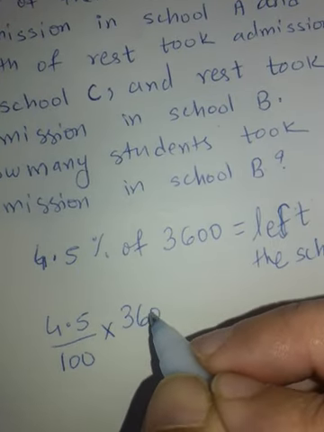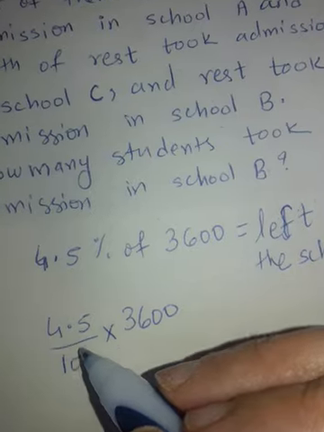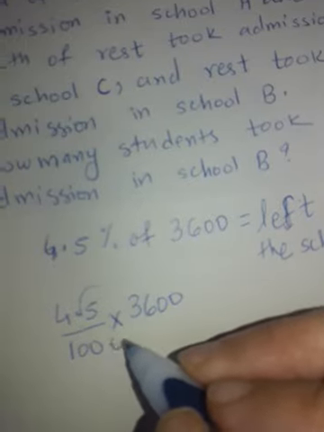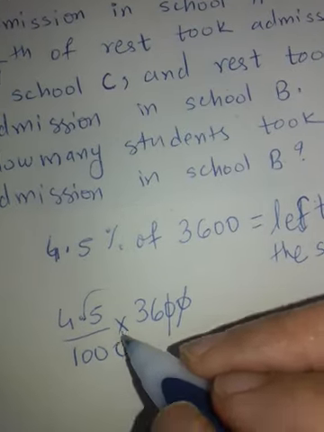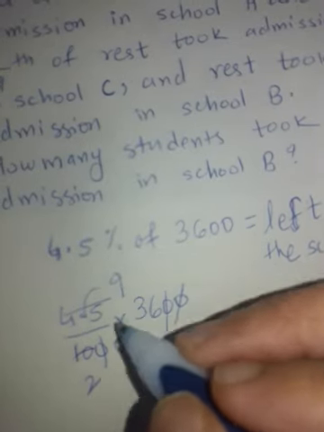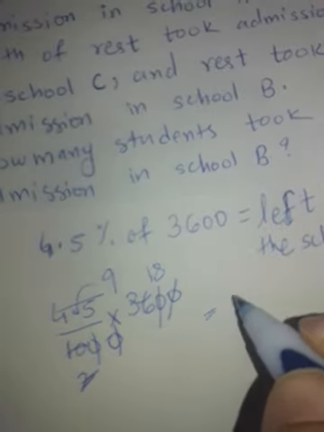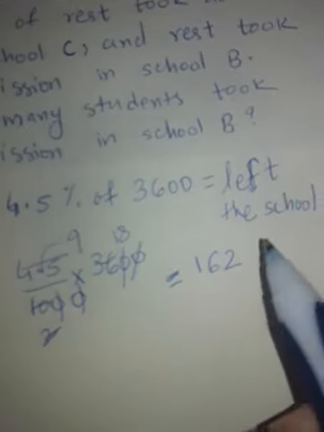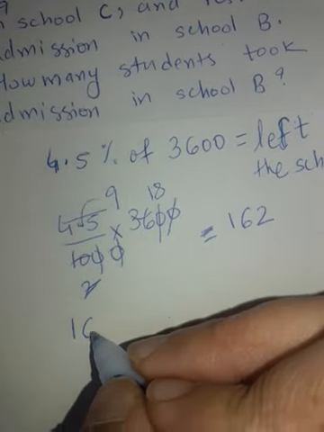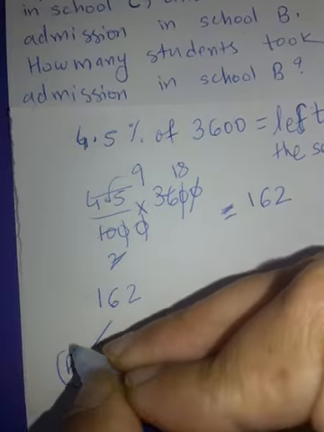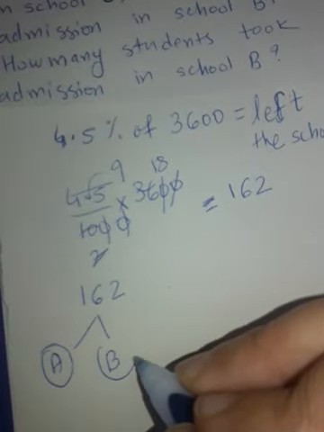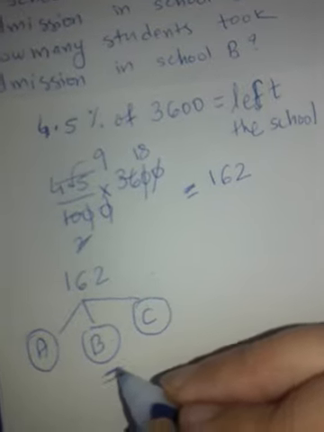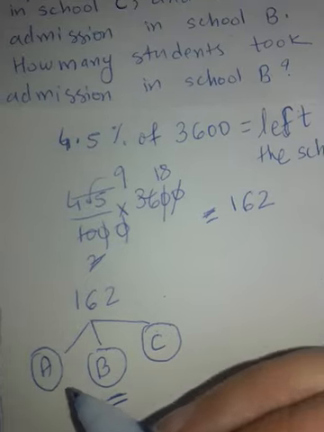So let's find it out. You need to be very fast in these calculations. 4.5% means 4.5 upon 100. Shift one decimal place. 5 2s are 10, 5 9s are 45, and this is 18. 18 9s are 162. That means 162 students left the school, and what did they do? Some took admission in A, some in B, and some in C. We need to find this. That is the question.